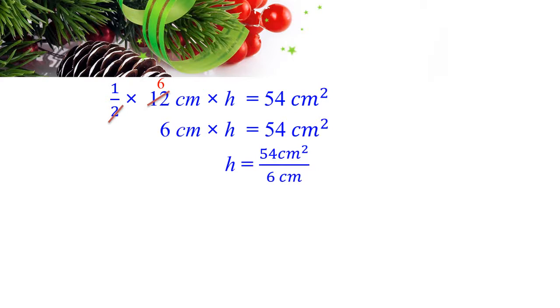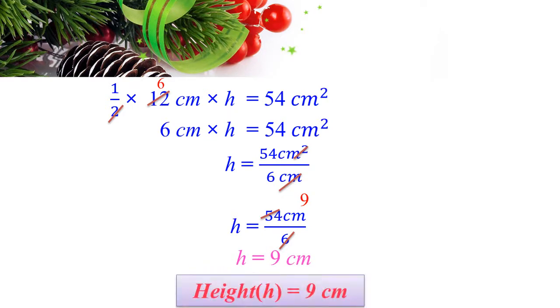Now we have to find height. So 6 centimeter transpose to RHS. We get H equal to 54 centimeter square divided by 6 centimeter. Cancel centimeter and centimeter square. We get height equal to 54 centimeter divided by 6. Cancel the common factor. 1 6 is 6. 9 6s are 54. Height equal to 9 centimeter. Therefore, height H equal to 9 centimeter.